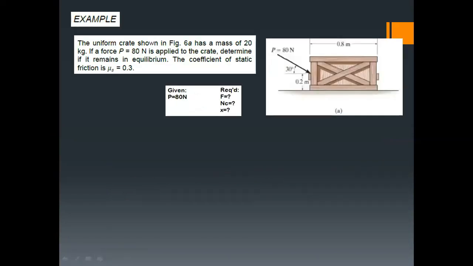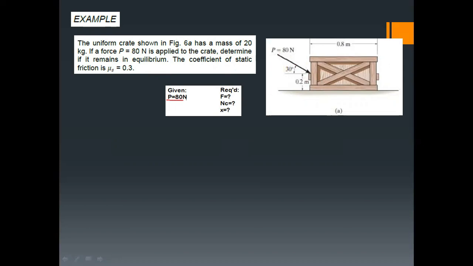So meron tayong example dito. The uniform plate shown in our figure has a mass of 200 kg. So if a force P, 80 Newton, is applied on the plate, determine if it remains in equilibrium. The coefficient of static friction is 0.3. So meron tayong coefficient of static friction dito, which is 0.3.